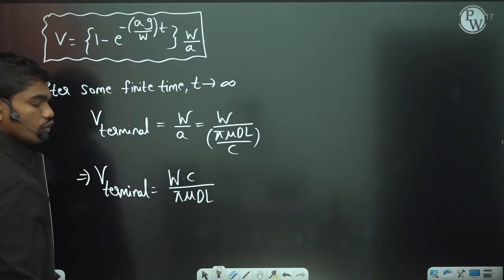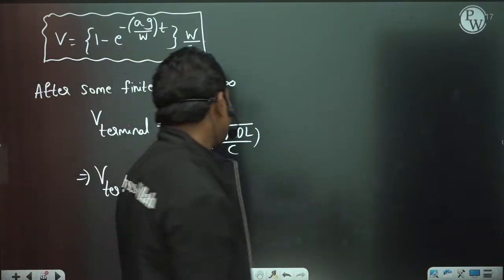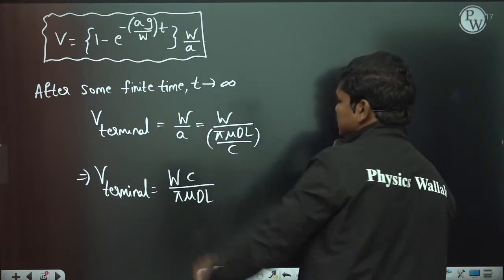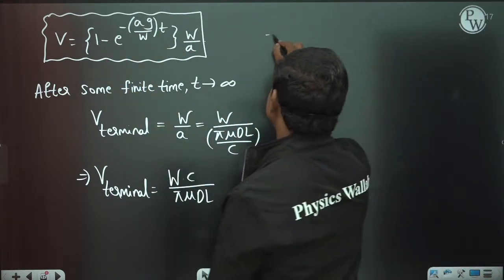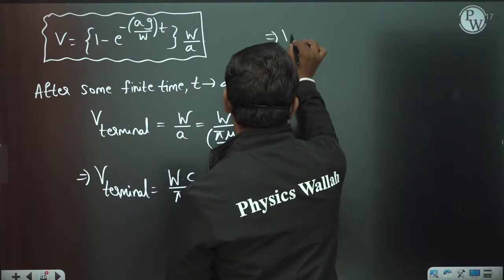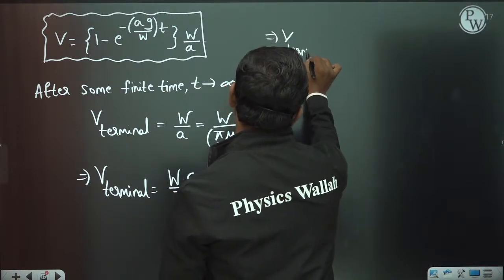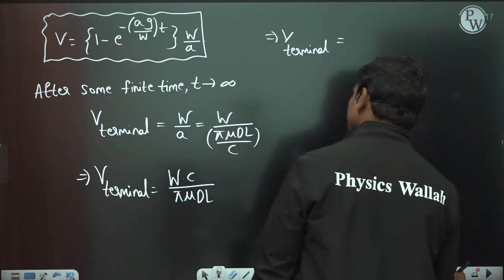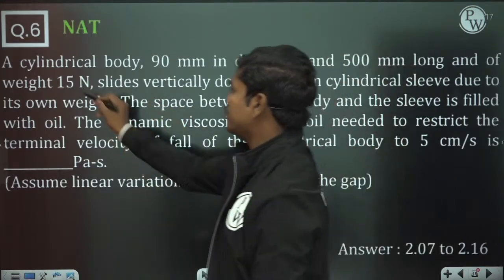Now I hope you have all the four values. So let us calculate the value of the expression. So this is the formula, this is how we got it from this simple analysis. So this implies v terminal is equal to, let us see the values. v terminal is equal to w. So what is w? Weight of the block, 15 newtons, is given.